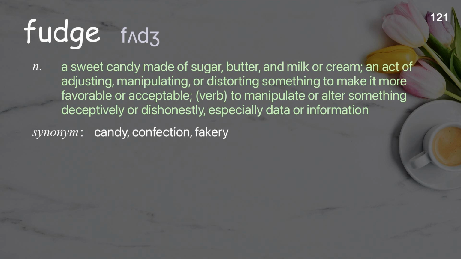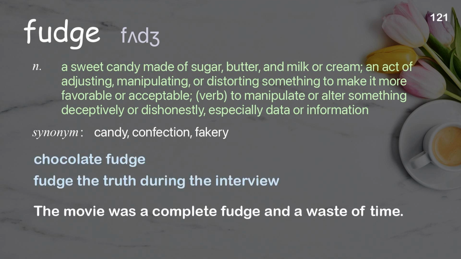Fudge. A sweet candy made of sugar, butter, and milk or cream, an act of adjusting, manipulating, or distorting something to make it more favorable or acceptable. Verb: to manipulate or alter something deceptively or dishonestly, especially data or information. Examples: Chocolate fudge. Fudge the truth during the interview. The movie was a complete fudge and a waste of time.